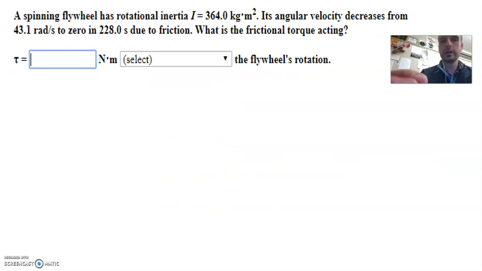Spinning flywheel has a rotational inertia of I. If the angular velocity decreases from this to 0 due to friction, what's the frictional torque acting? So let's see what pieces we have. It looks like we have some I, it looks like we have some omega, and it looks like it's asking us for torque. All right, so how do these things tie together?